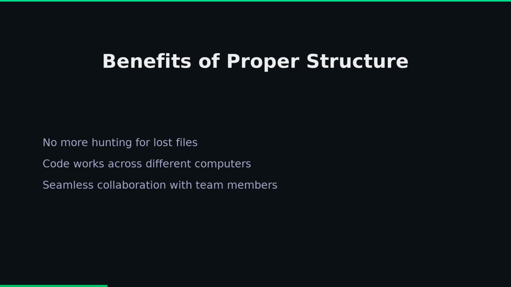Proper project structure isn't just about being organized, it's about productivity and scalability. When you follow established patterns, you eliminate common friction points that slow down development. The Python ML community has converged on standards that work reliably across different environments and team sizes.